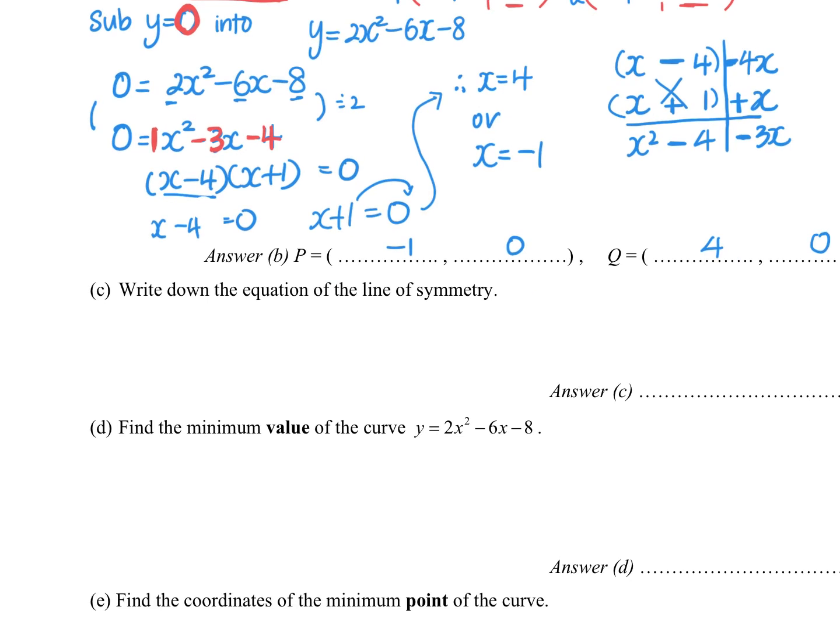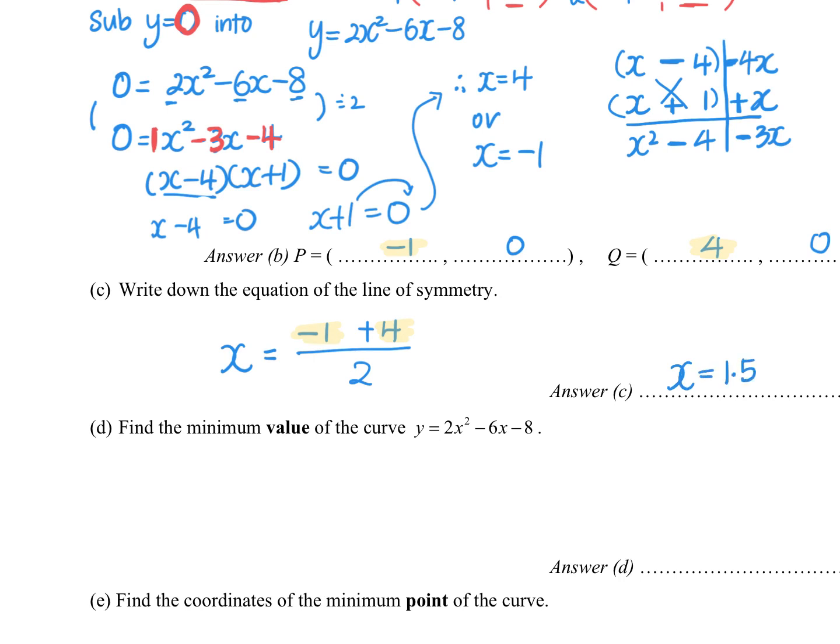Equation of the line of symmetry, it cuts the x-axis definitely, so it must be x equals to something. I'll take the two x values over here, -1 and 4. -1 plus 4, we add them together, divide by 2. So this will be our two x-intercept values. And we get x equals to 1.5.